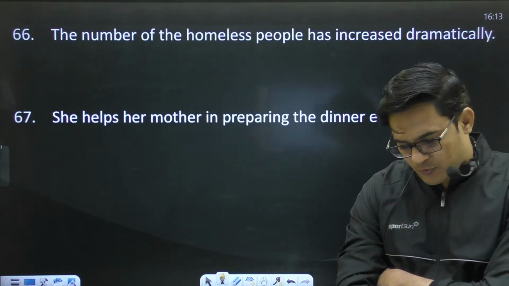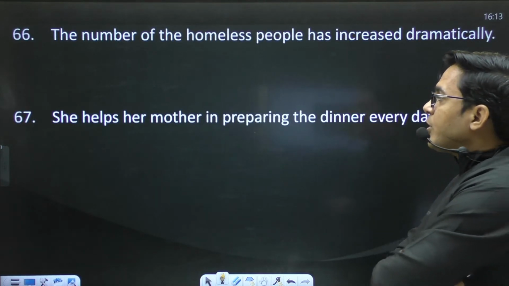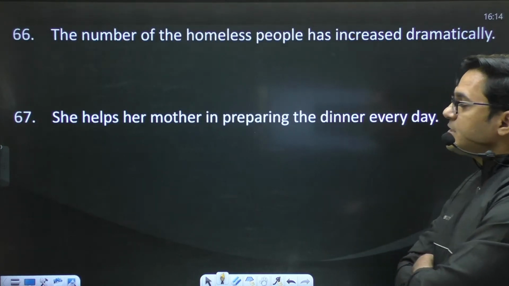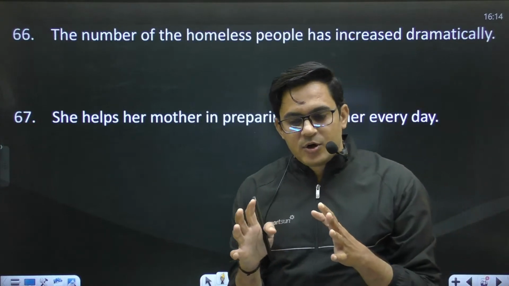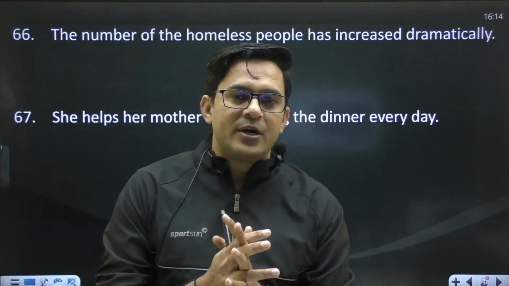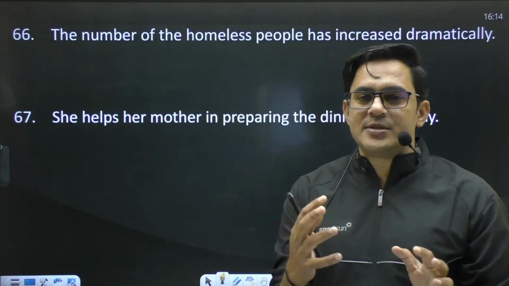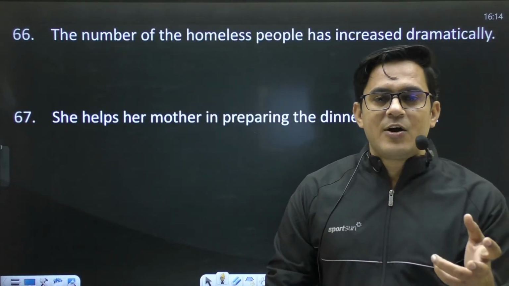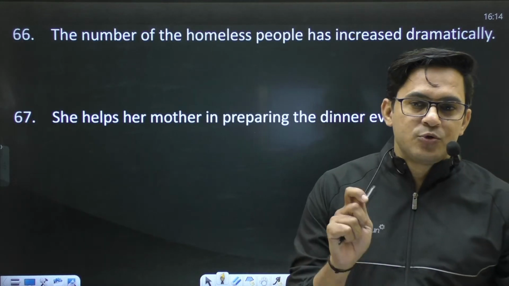In this sentence, what do you think? The number of the homeless people has increased dramatically. Okay, you know what? These sentences are not so lengthy, or you can say a big statement. These sentences don't have big statements, but they are very useful.